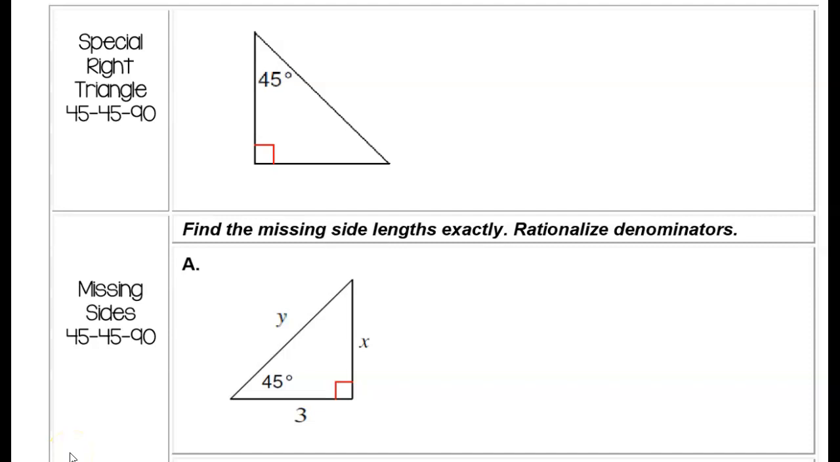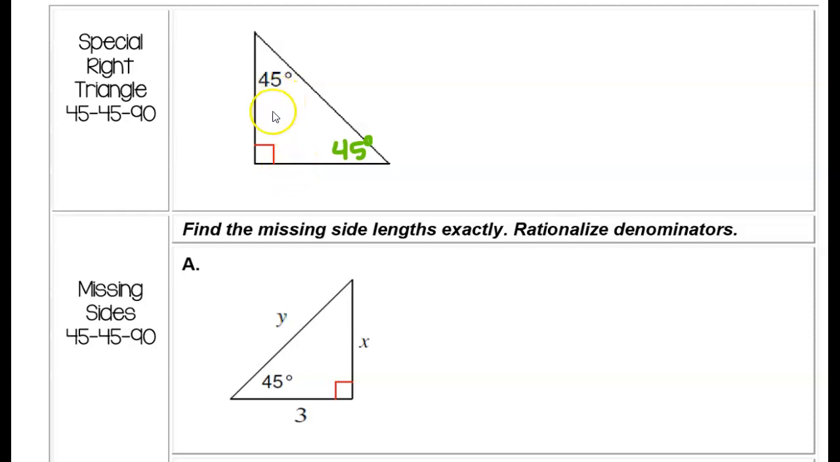Today we're going to talk about special right triangles. The first special right triangle that we're going to talk about is the 45-45-90 triangle. So here's my 90-degree angle. This is 45, which would lead this angle to also be 45, since we know there's 180 degrees in every triangle.